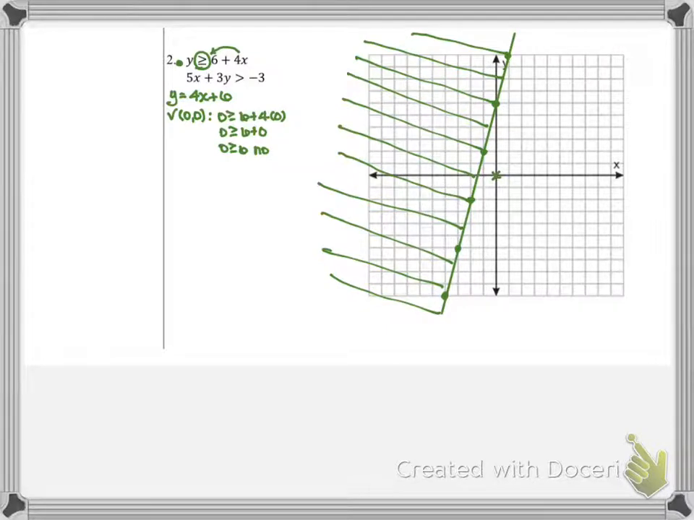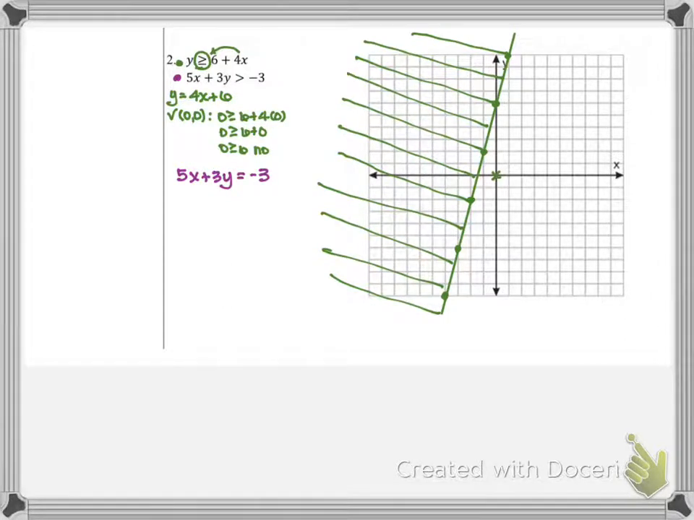Okay, let's take a look at the next one now. This is where I think it becomes a tiny bit more complicated, not a huge amount. It just requires you to do some work with getting it into y equals.